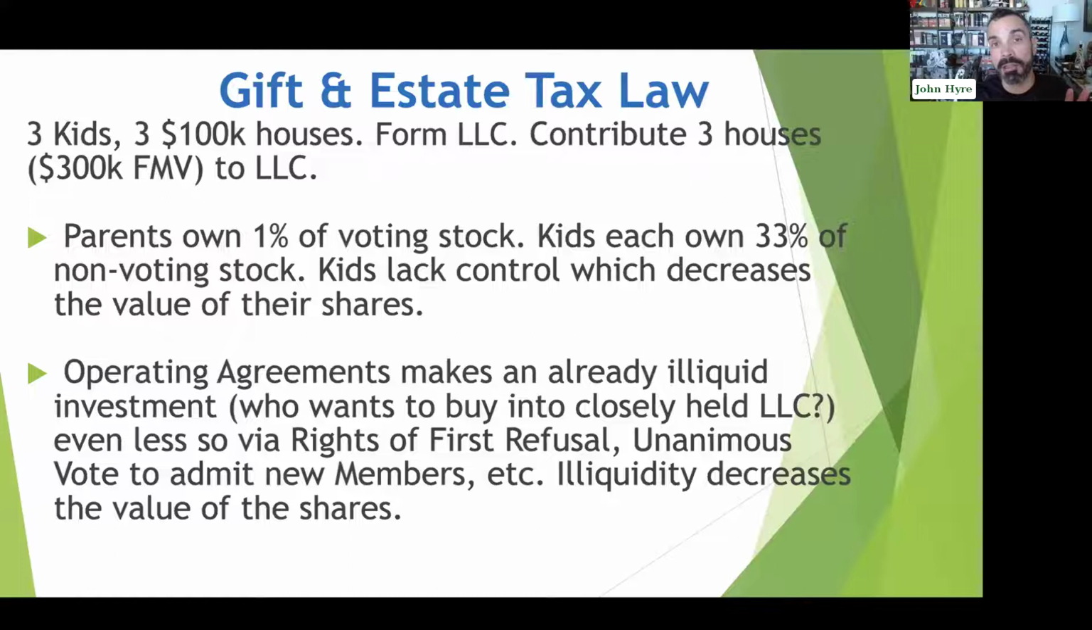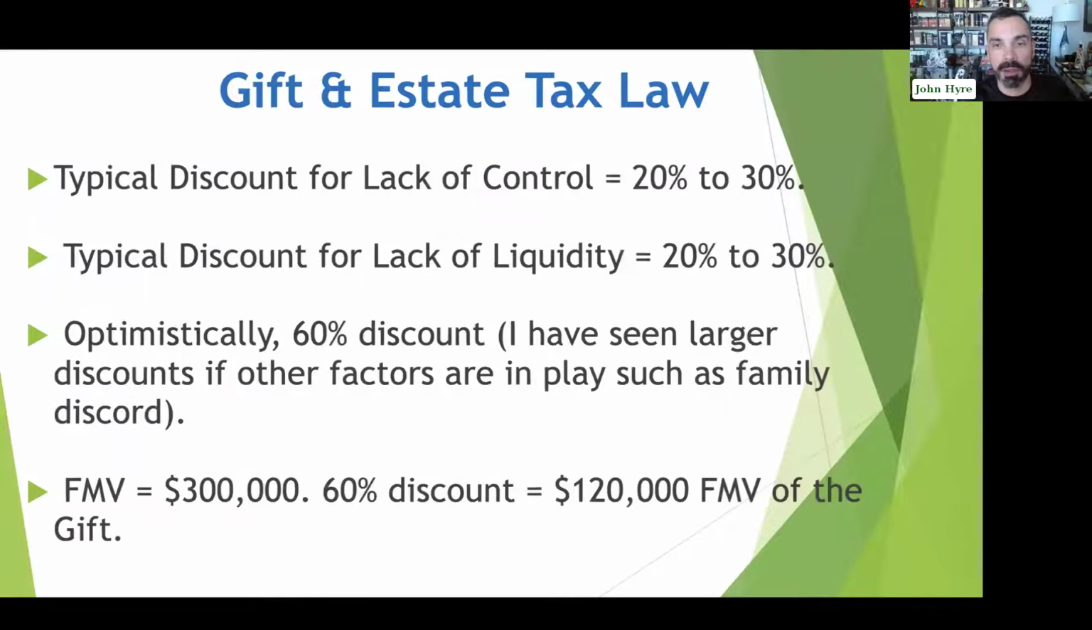So bottom line is lack of control and lack of liquidity create a discount under tax law. When you combine it, it's a 40 to 60% discount. Now, this is under gift and estate tax law. So there we go. They said, tell them what you're going to say. Say it. Then tell them what you said. Well, here it is.